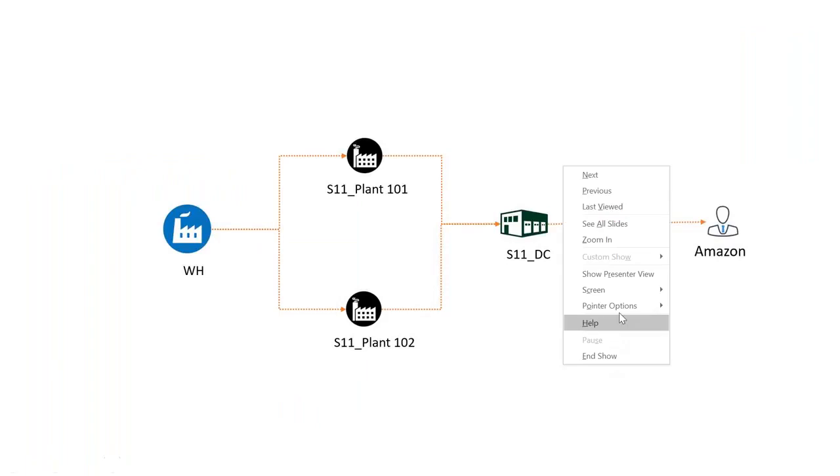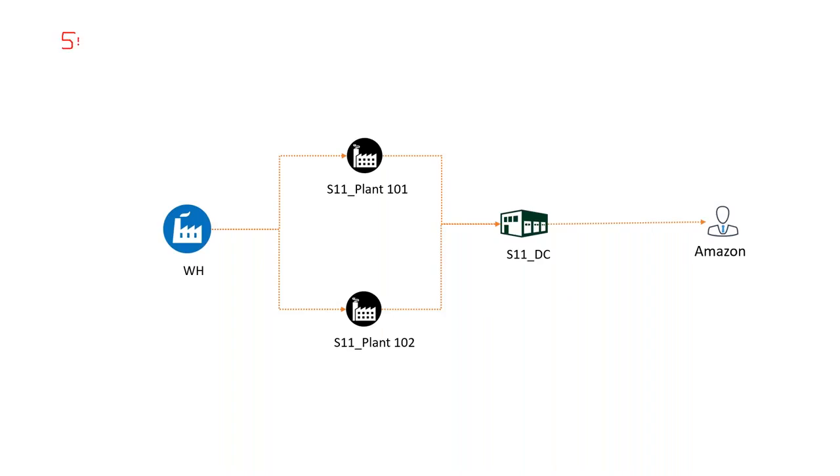So this is a supply chain network. There is a customer Amazon, there is a DC, there's plant 101, plant 102, and there is a warehouse which is supplying the raw components. The finished good is S13, so it requires one motherboard, and it requires dual speakers.